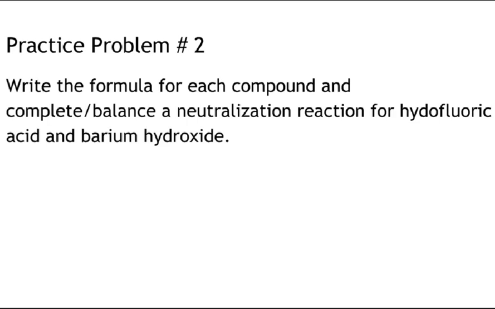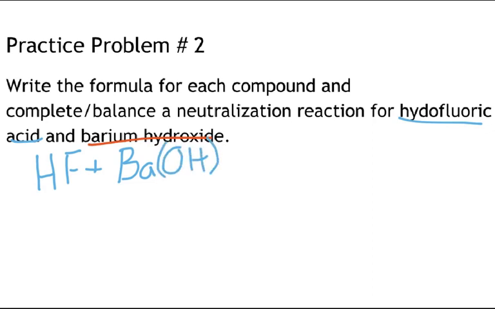You're going to review a little bit the naming because you're going to write the formula for hydrofluoric acid and barium hydroxide. Then you're going to predict the products and balance the equation. So let's start with hydrofluoric here. So remember your ick is showing that it's an ion. So I would get H, which is a +1, and F is a -1. So it's already balanced. And then barium hydroxide. Okay, barium has a +2. Hydroxide's a -1. So when I balance them, I get Ba(OH)2.